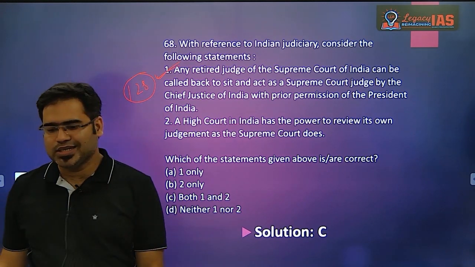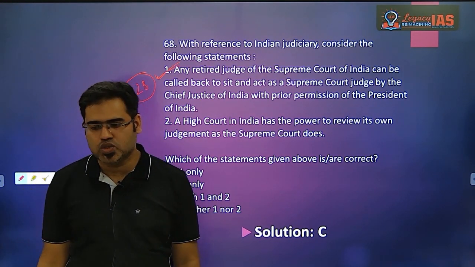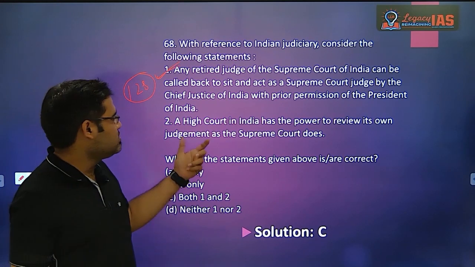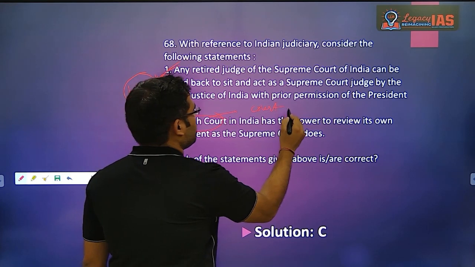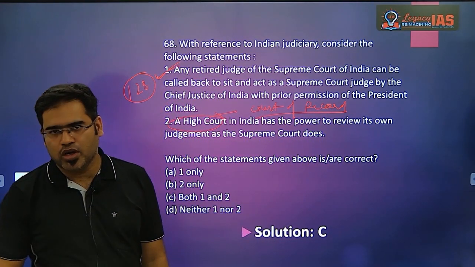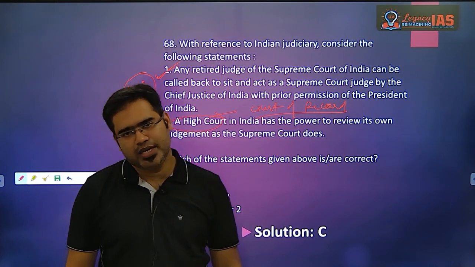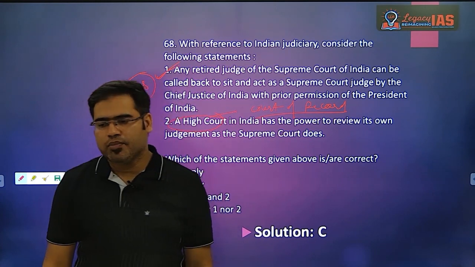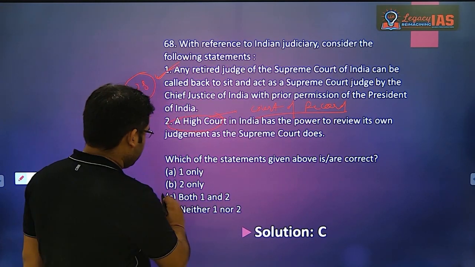Second statement: a high court in India has the power to review its own judgment as the Supreme Court does. We know that a high court is also a court of record. Since the high court is a court of record, a high court can also review its own judgment just like the Supreme Court, because the Supreme Court is also a court of record. So what will be the answer? It will be C.